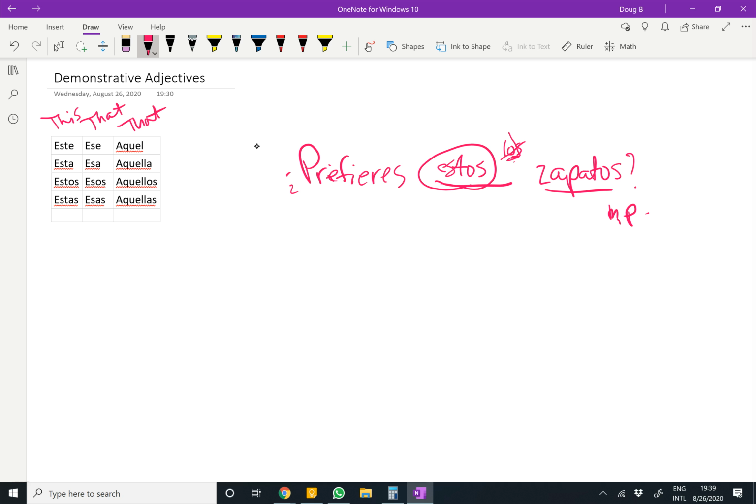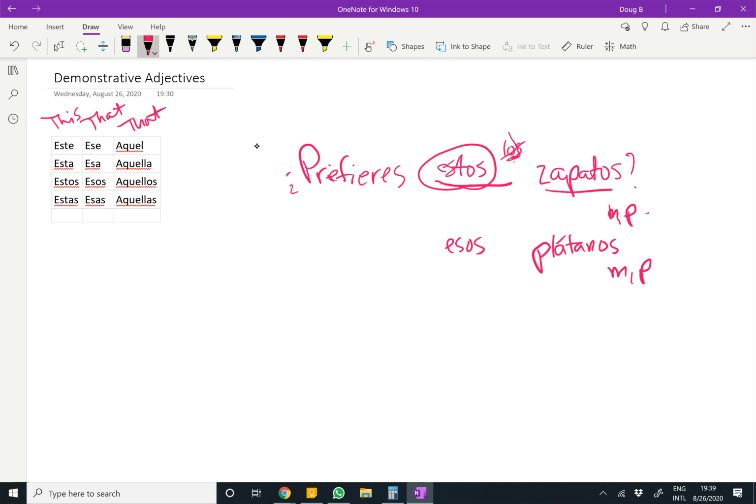What if I want to say, do you prefer those bananas? Let's use bananas, plátanos. We know it's masculine, we know it's plural, so we're going to go over here and it's that, those, which is that, right? It's going to be esos. Esos plátanos, etc.